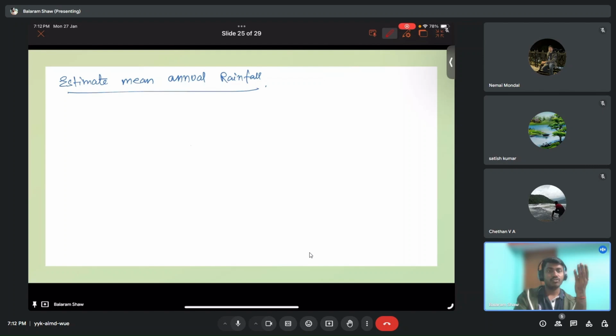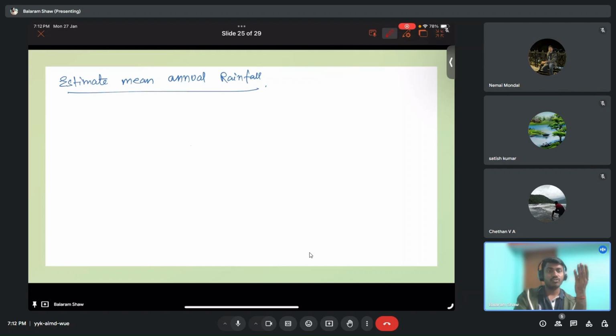What we do, we just do the arithmetic average of the, so let's say Ri. Okay, so Ri is the rainfall at each rain gauge station. Okay, so just sum it up and divide by the number of stations. Okay, and from there you will get the mean annual rainfall for the whole catchment. Okay, second is the Thiessen polygon method.